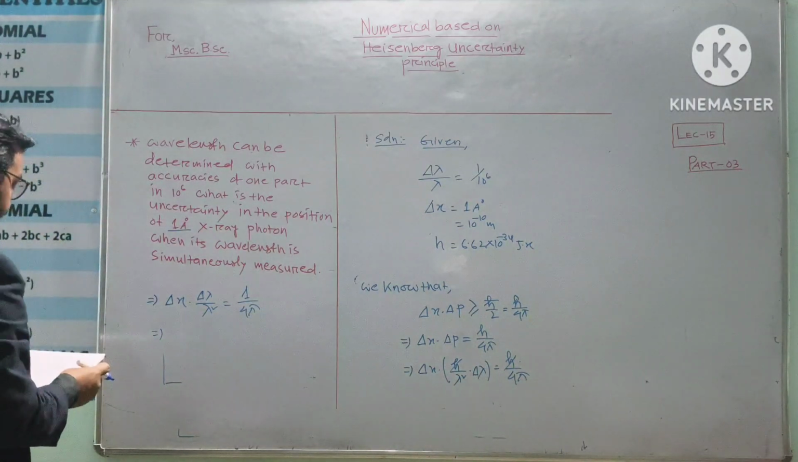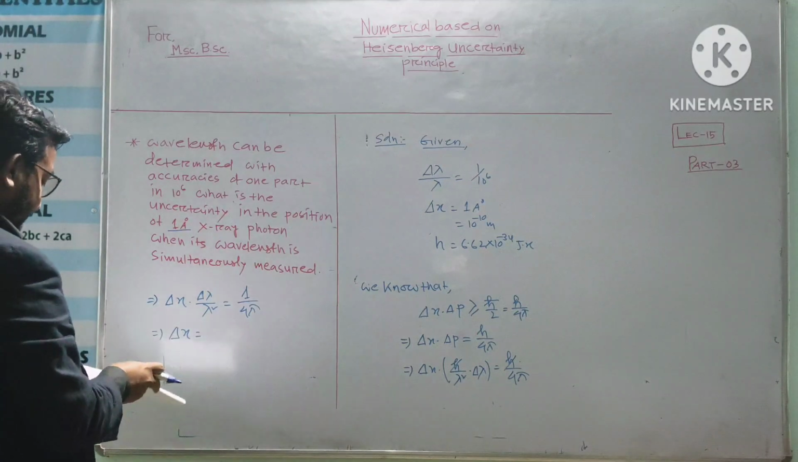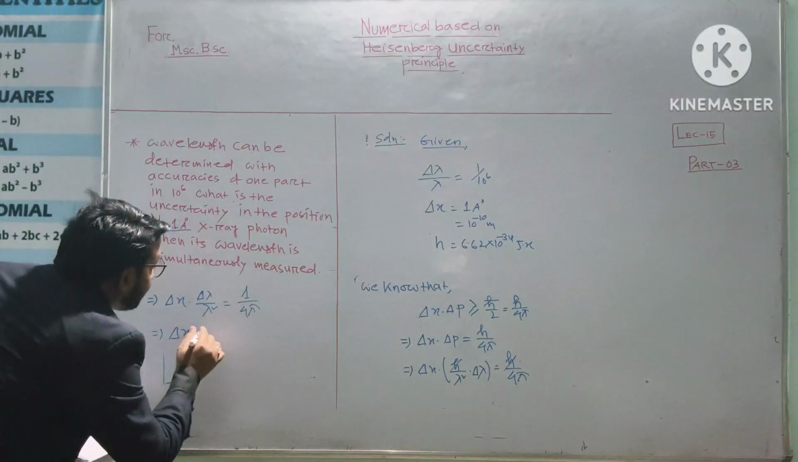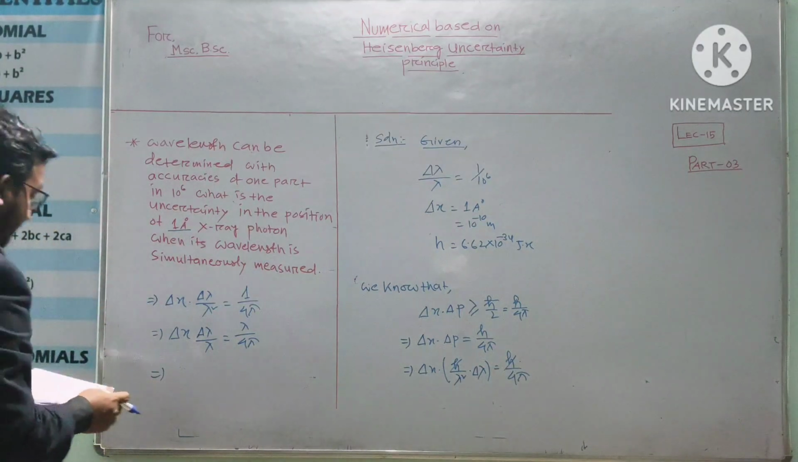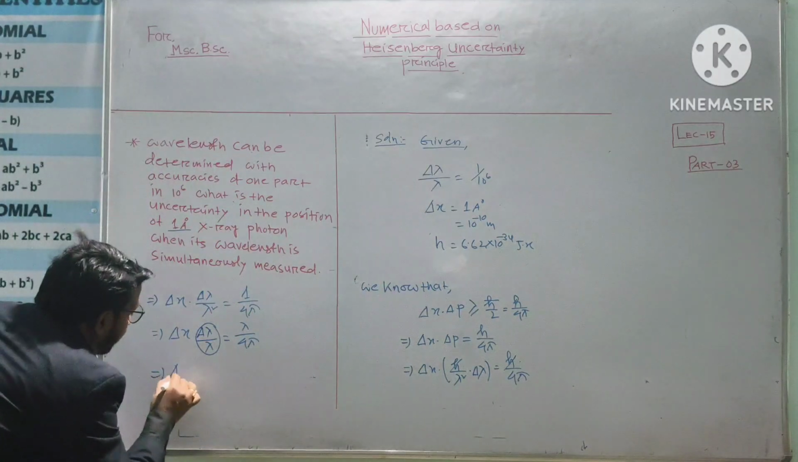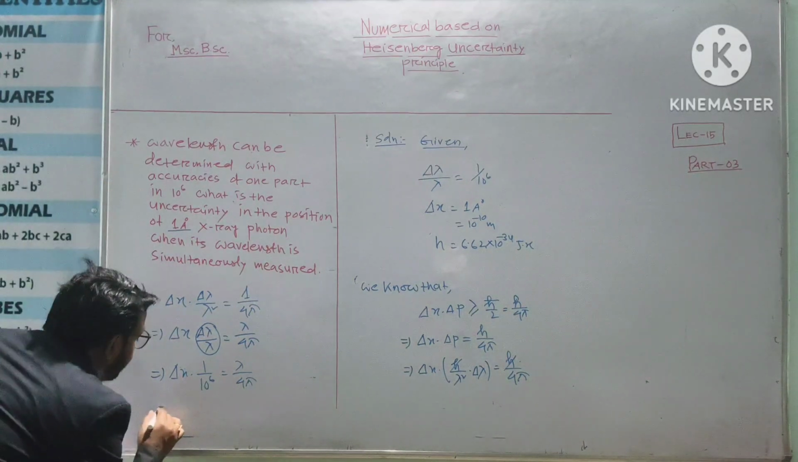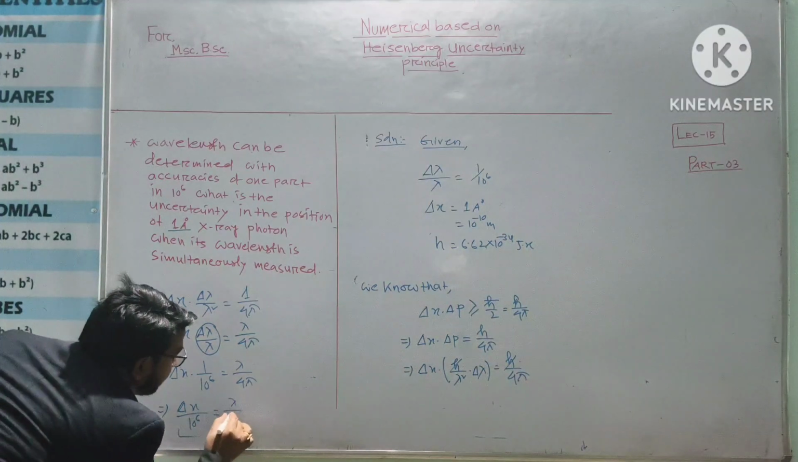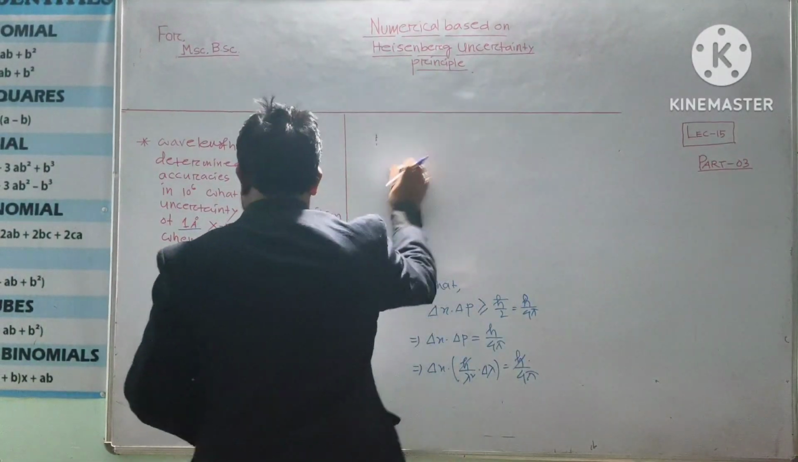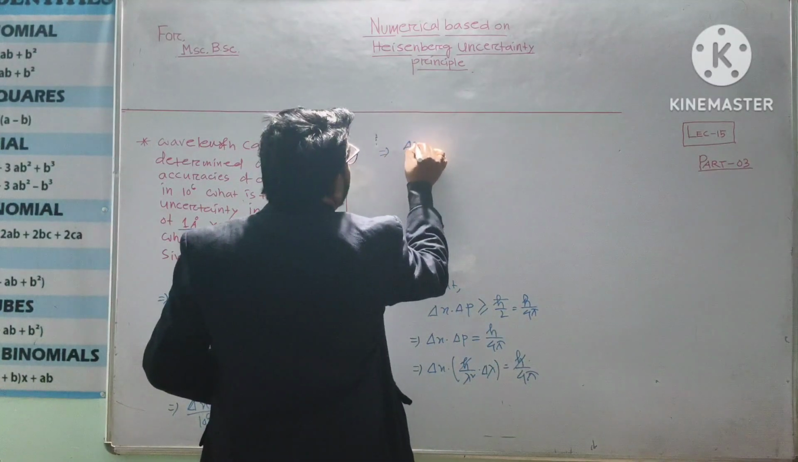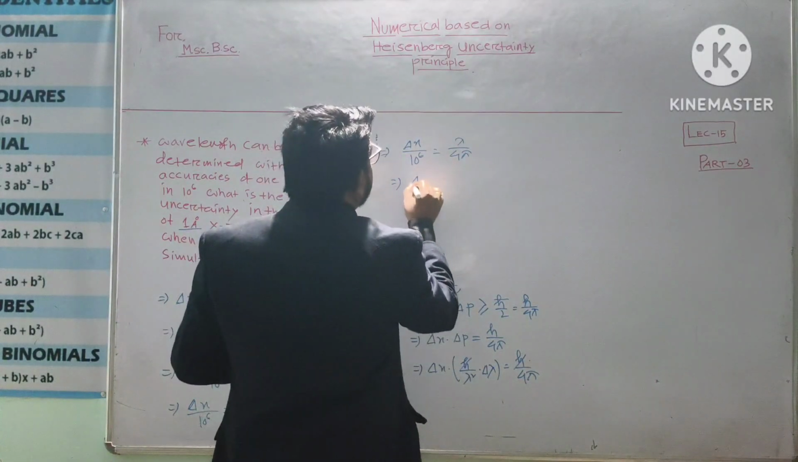So Δx × Δλ/λ × 1/λ = 1/4π. Okay, so Δλ/λ = 1/10^6. Okay, so Δx × 1/10^6 = λ/4π. Now Δx divided by 10^6 equals λ/4π, and this gives Δx = λ/4π.